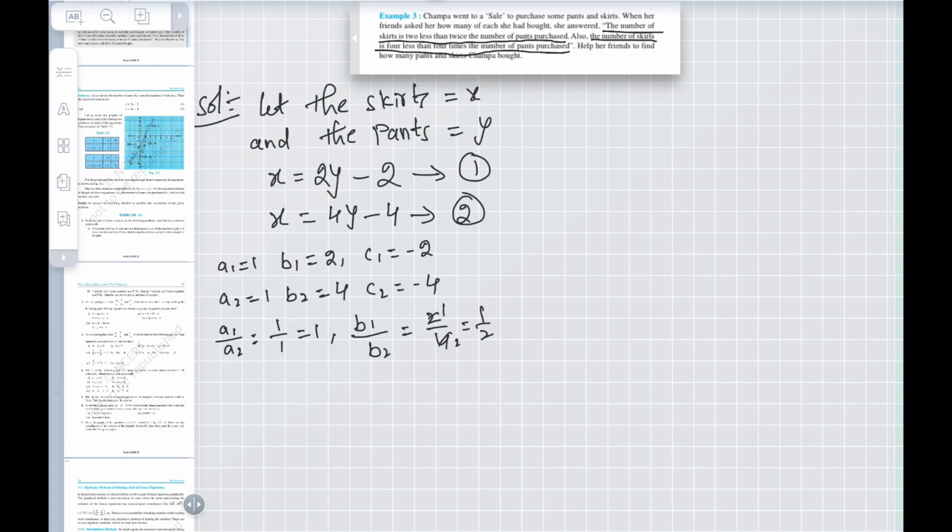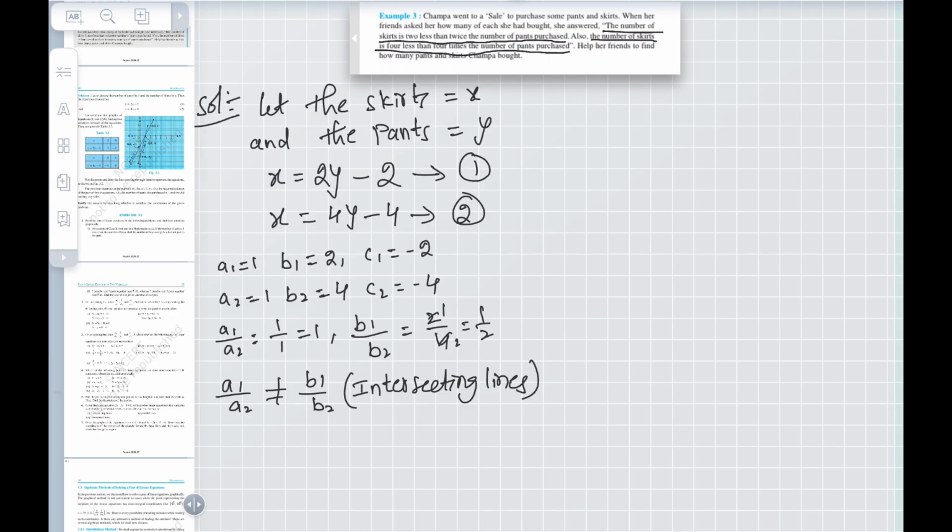So let us compare A1 by A2. You got 1 here, and B1 by B2 is 1 by 2, which means A1 by A2 is not equal to B1 by B2. Those equations are going to form intersecting lines. So they are consistent. Intersecting lines means they will have a common point. That common point is our answer, so we will get the x value and y value.